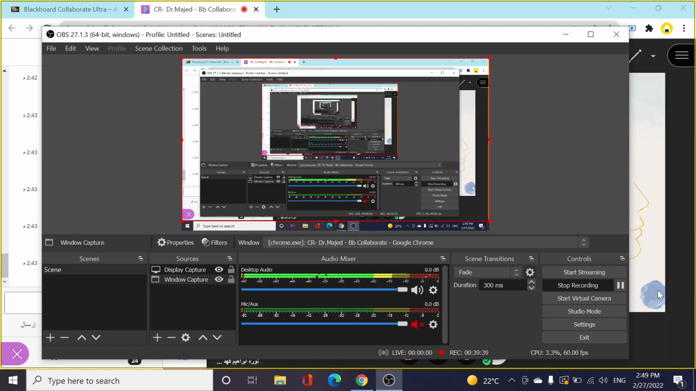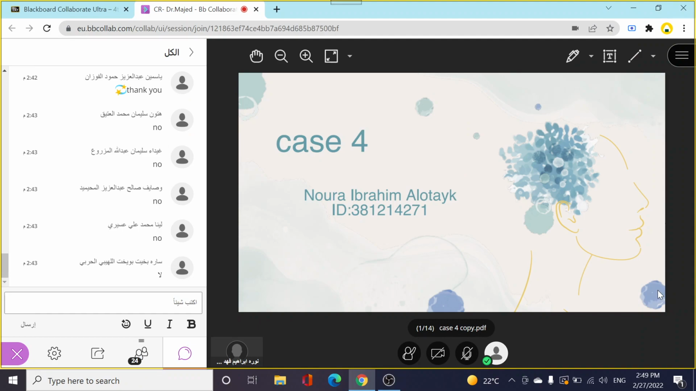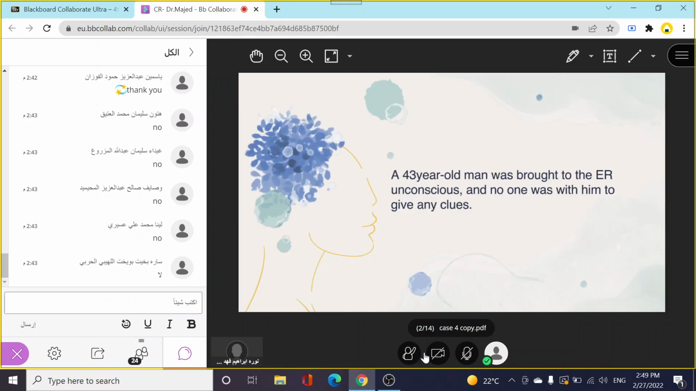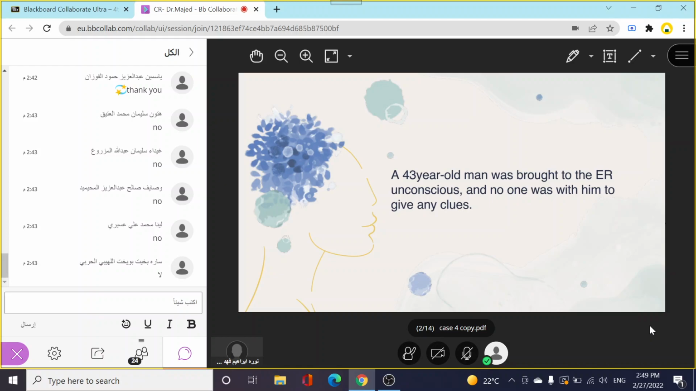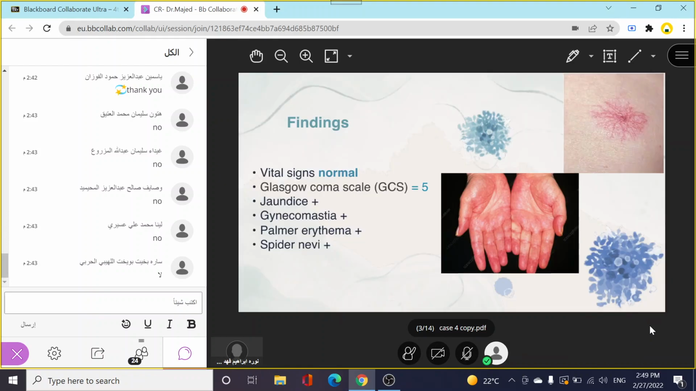I'm Nur Atek, and today I will be presenting the last one, which is case 4 of the clinical reasoning for today. Okay, let's get started then. So our patient is a 43-year-old man who was brought to the ER unconscious, and no one was with him to give any clues. For the findings, the vital signs were within normal range.